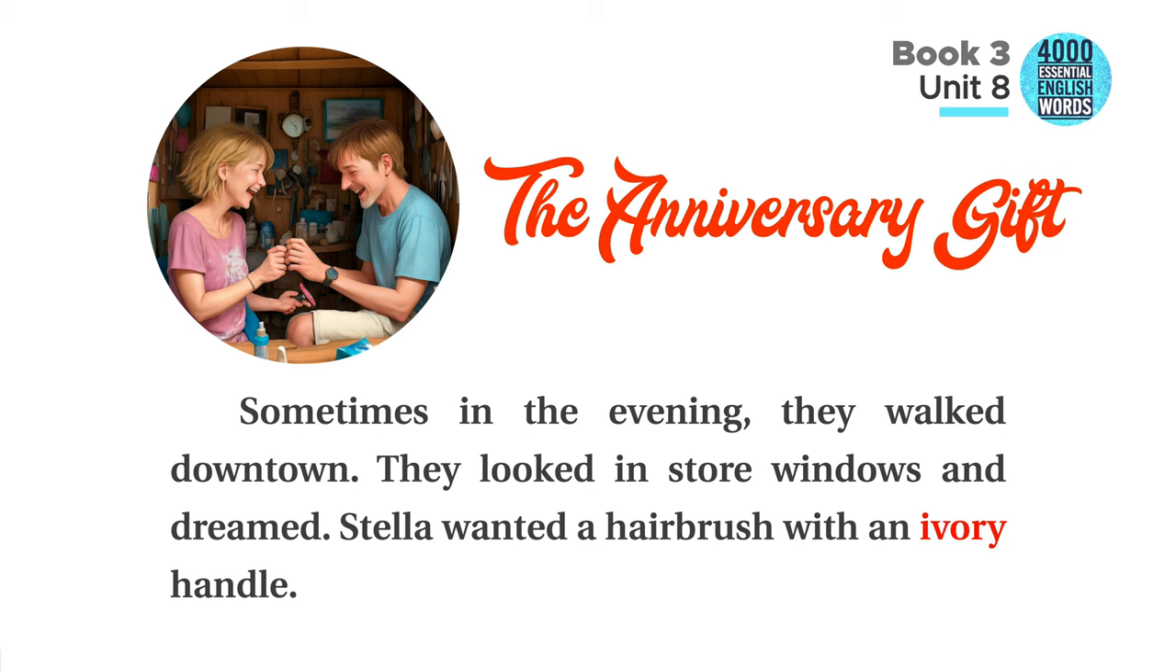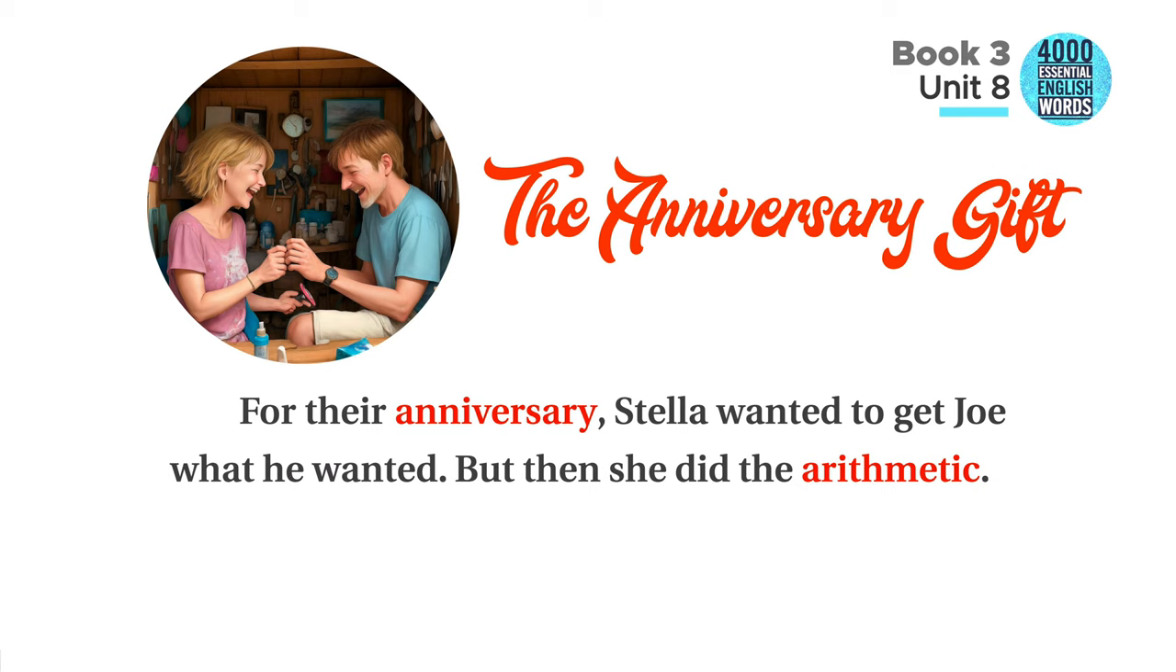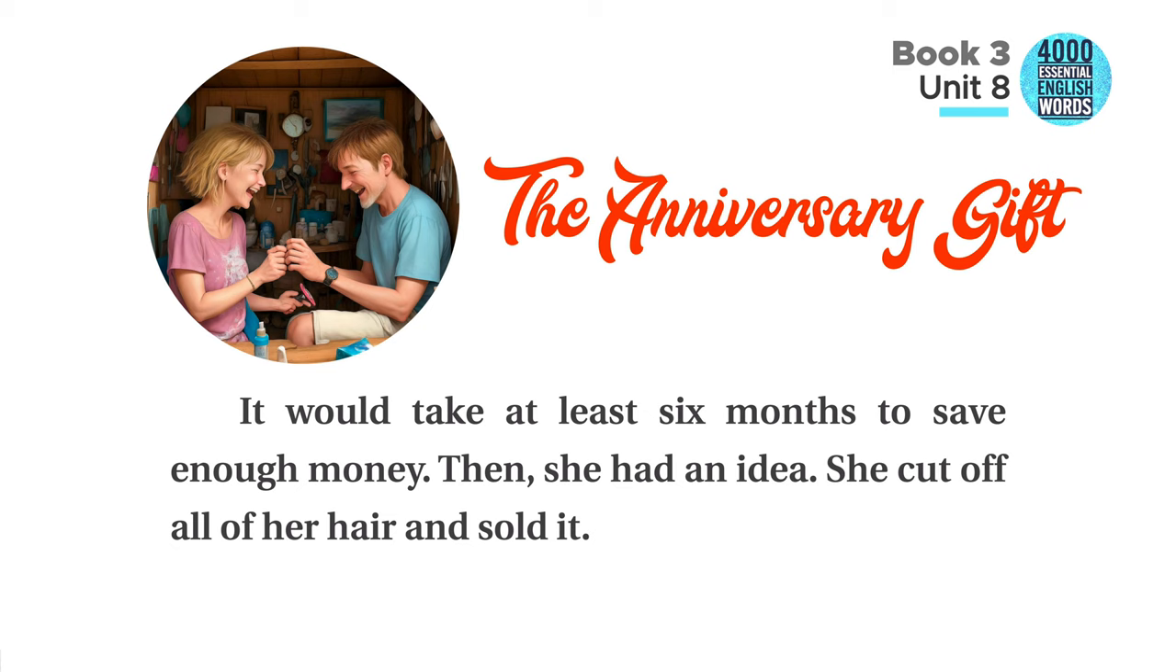They looked in store windows and dreamed. Stella wanted a hairbrush with an ivory handle. She pulled her hair upwards every day because she didn't have a brush to make it nice. Joe wanted to fix his grandfather's watch. For their anniversary, Stella wanted to get Joe what he wanted. But then she did the arithmetic. It would take at least 6 months to save enough money. Then she had an idea.